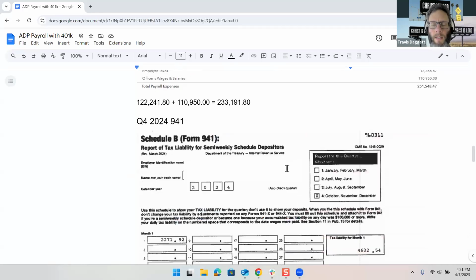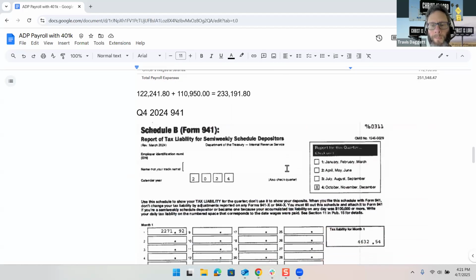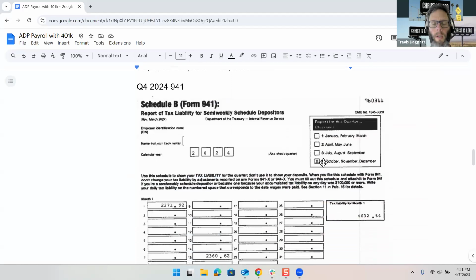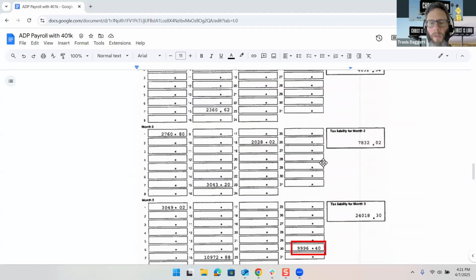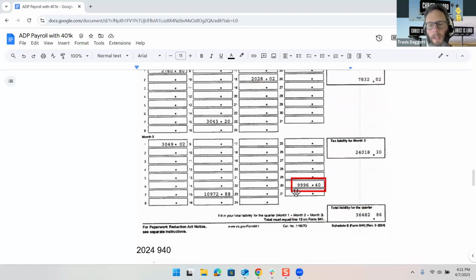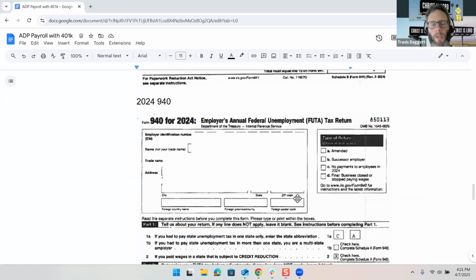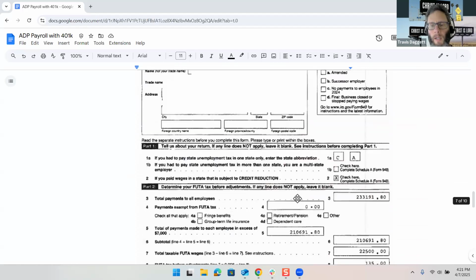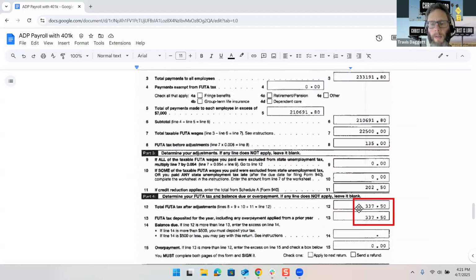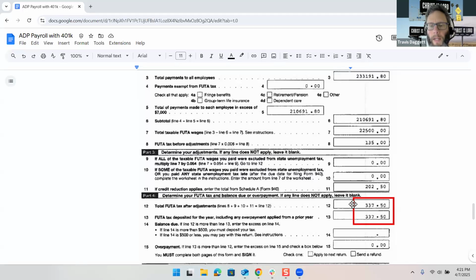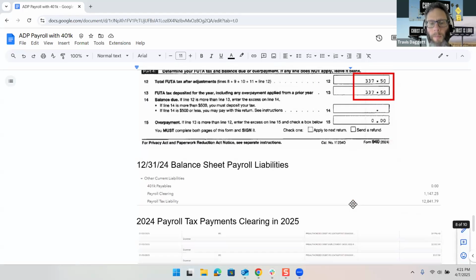Now let's look at the end of year 24 balance and what that should be. So this is the fourth quarter 2024, 941. And we see the last payment, $99.96 on the 30th. So we'd expect that to be remaining at the end of the year as a liability. We also see the annual 940, 337.50. We'd expect that to be remaining, and possibly something else.